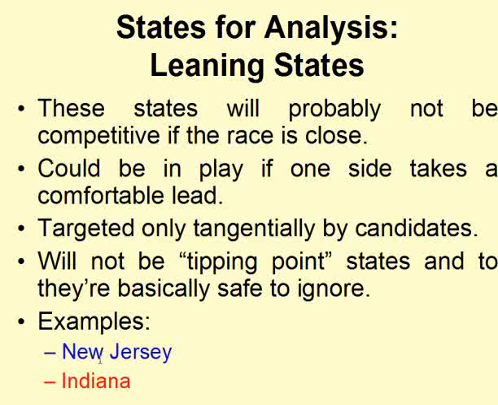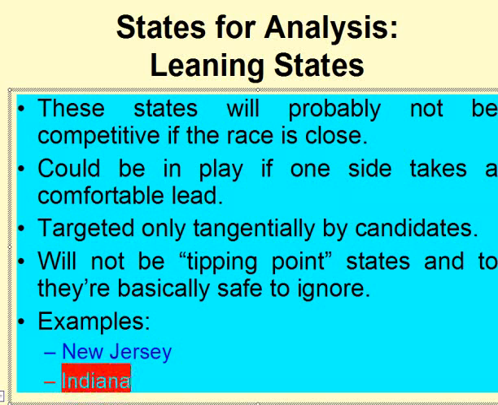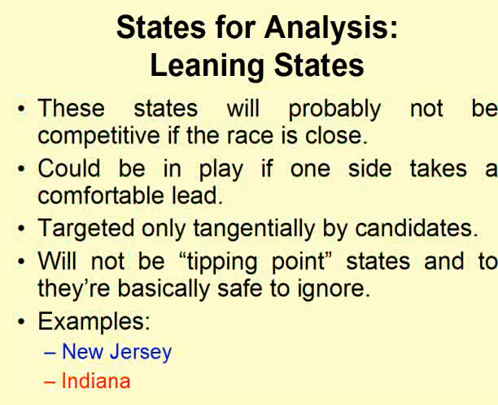Just for examples of leaning states, I put New Jersey, which generally tends to lean Democrat, and Indiana, which generally tends to lean Republican. In fact, I intentionally chose a state that President Obama won last time. Indiana was won by President Obama, just to illustrate the fact that although in a very, very close election, like 2000 or 2004, it would be pretty safely in the Republican column. When the Democrat does well, a state like Indiana might become a swing state. And in fact, President Obama was actually able to win Indiana.